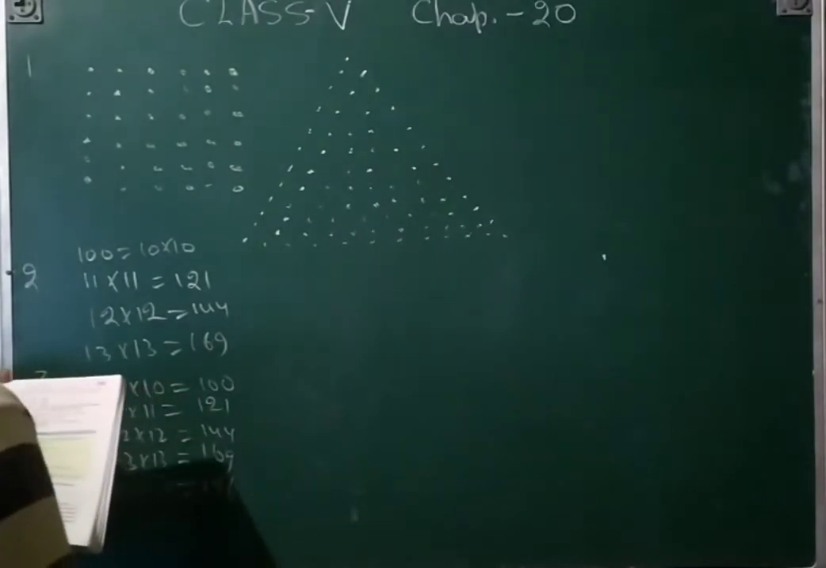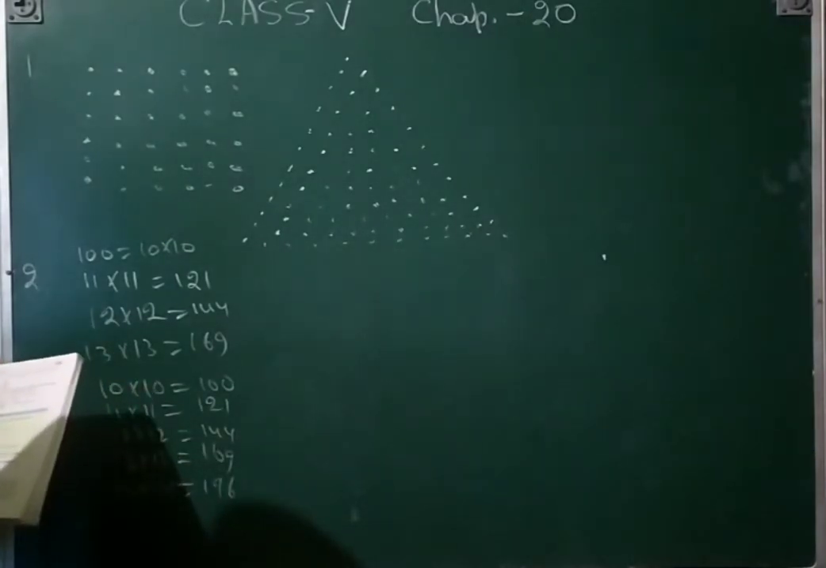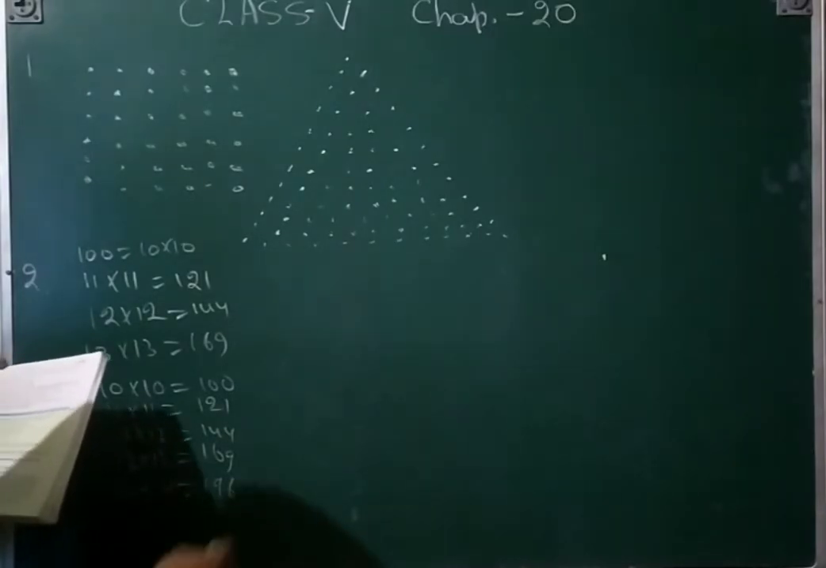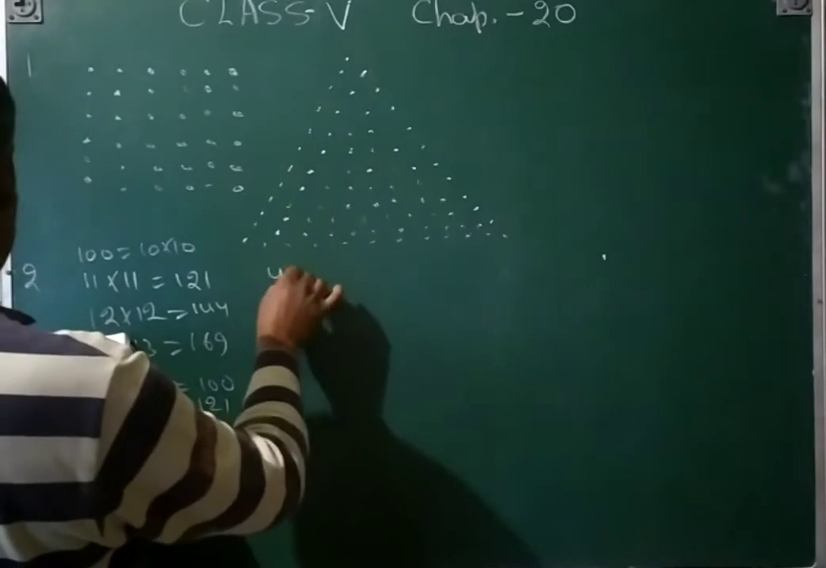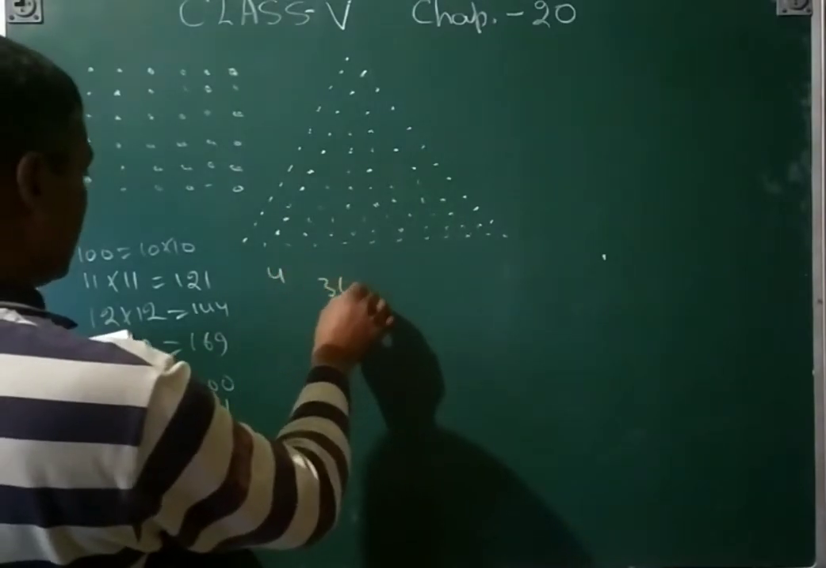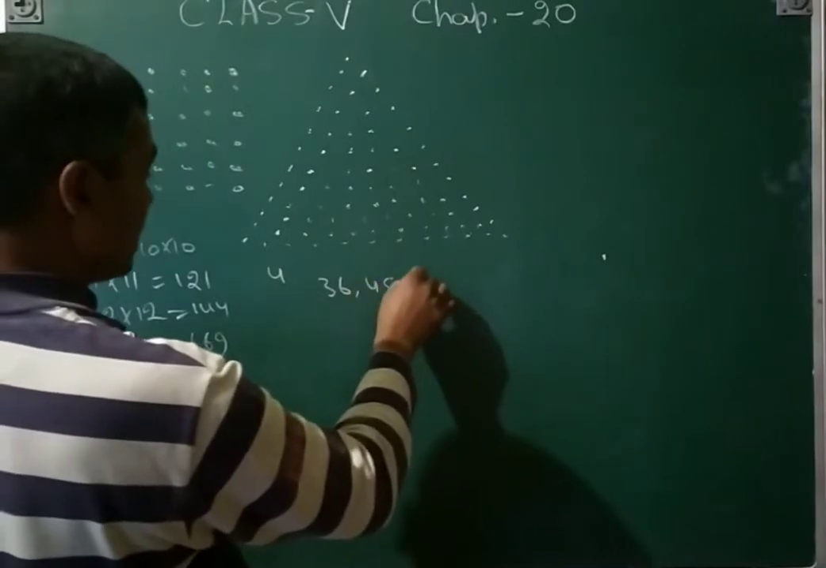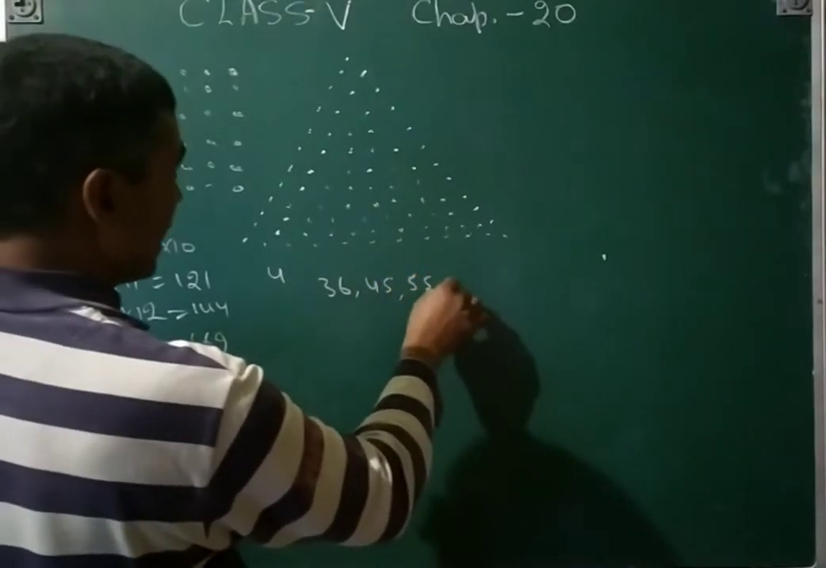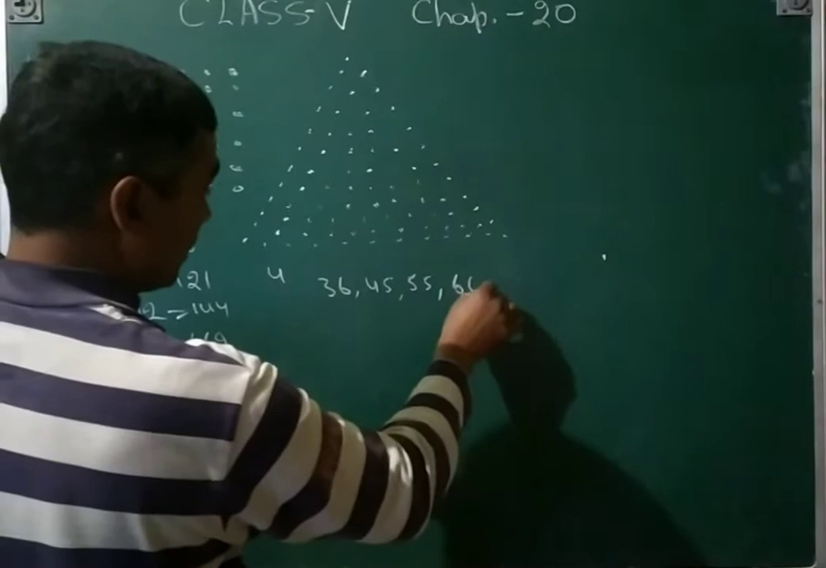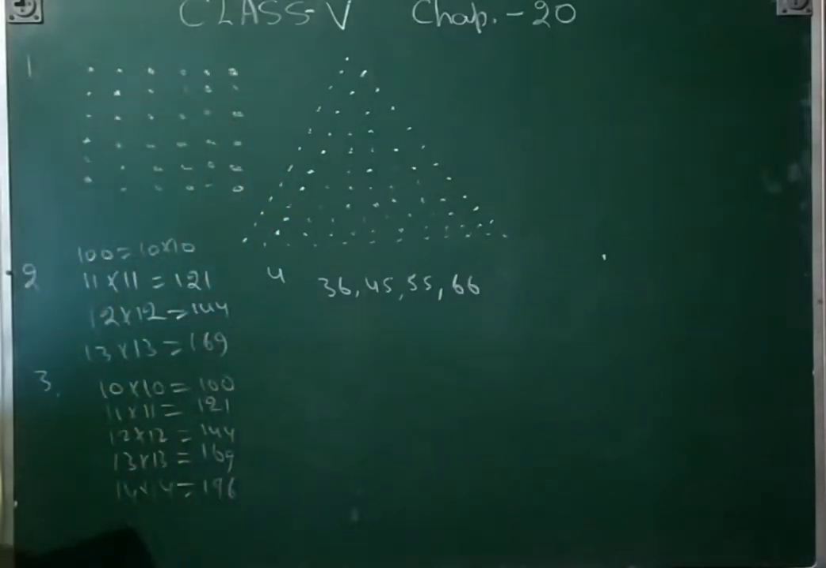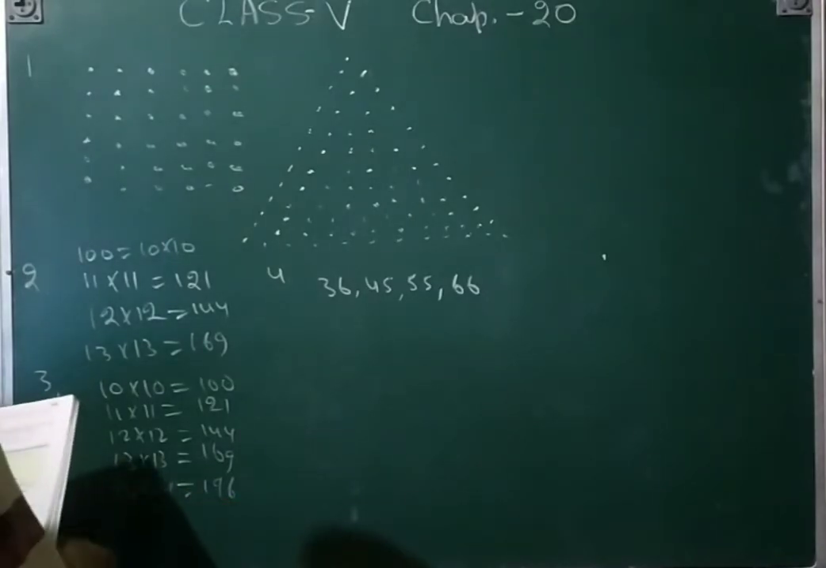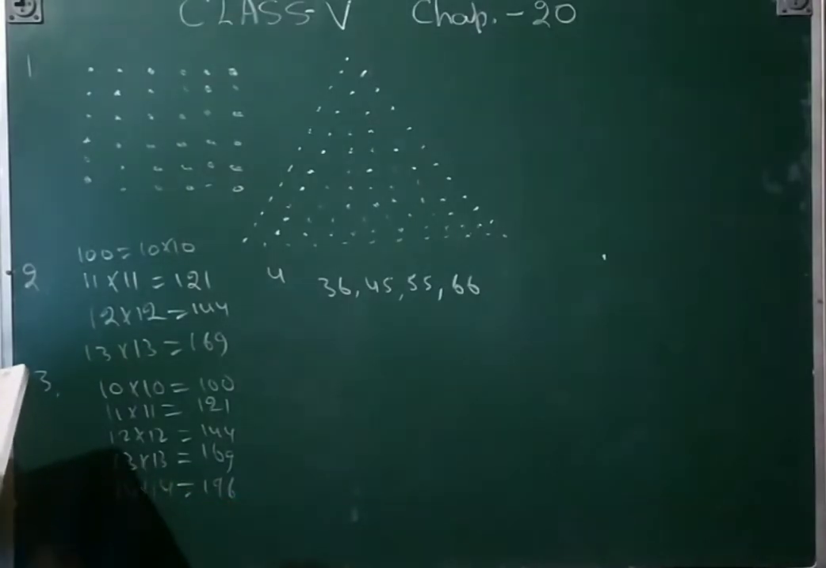Fourth question. What is the next triangular number? 36, 45, 55. It is very simple. That is 36, then plus 9, then plus 10, and then plus 11. So that will be 66. It means every time one number is increasing in order.